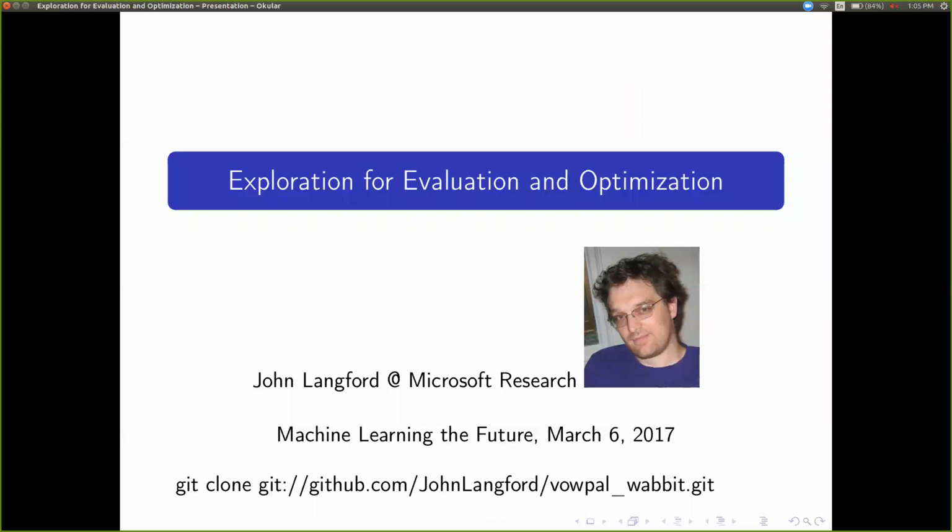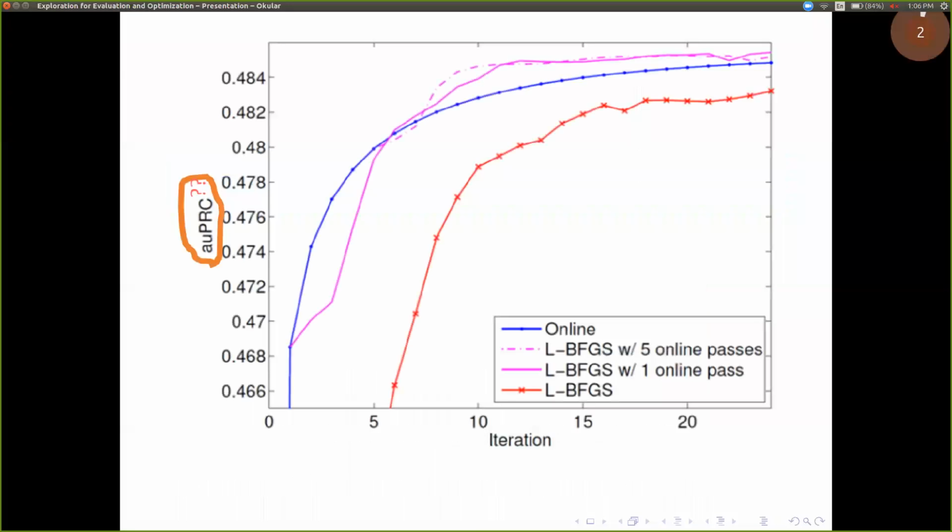Today, I think we're going to try to do some of the more exciting stuff. I'm going to at least start contextual bandits. So I'm going to talk about how you use exploration for evaluation and optimization. And what I think this comes down to in practice is actually very simple.